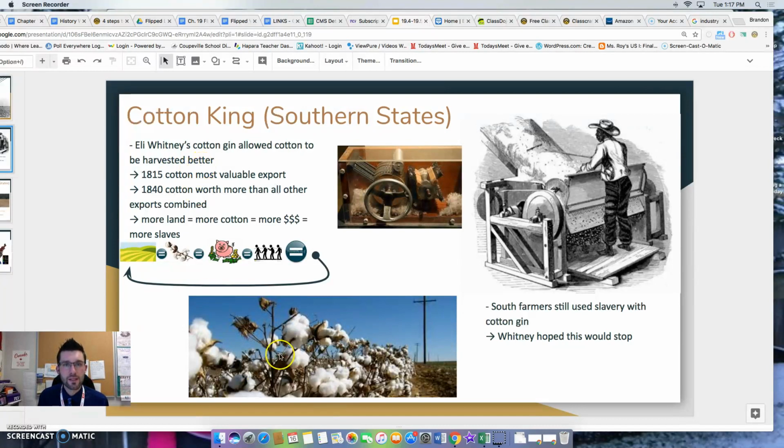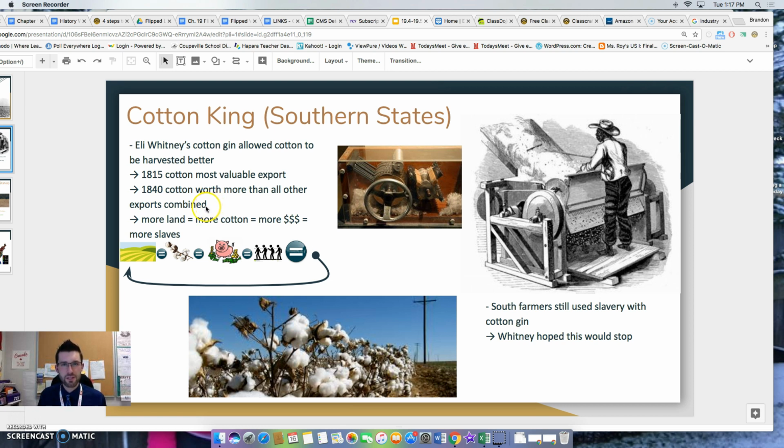Here's a picture of cotton. And cotton's grown, as you can see, like that. In the past, cotton had to be hand-picked, and it had to be by hand separated from the husk. This was not very efficient. So up until the cotton gin, cotton really was not a major player in the economics of the South. However, by 1815, cotton was the South's most valuable export. By 1840, cotton was worth more than all the other exports combined. In fact, the southern states produced 2/3 of the world's supply of cotton.